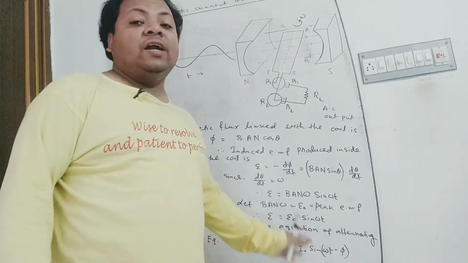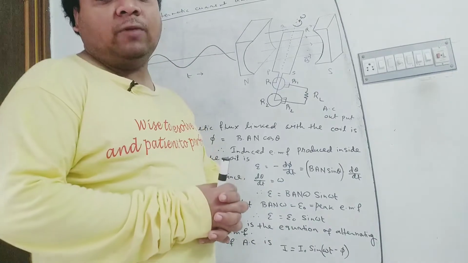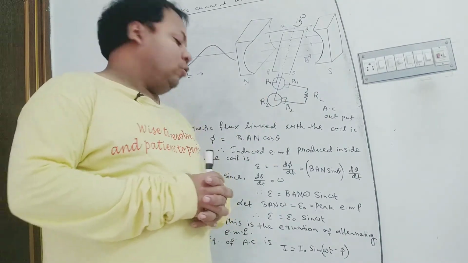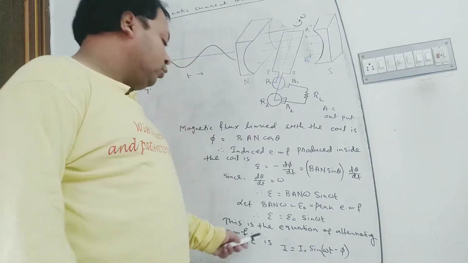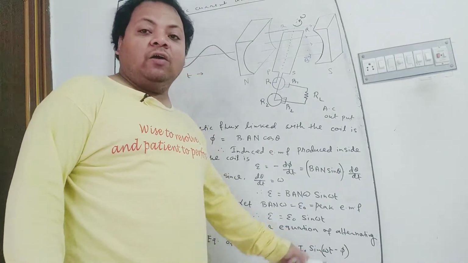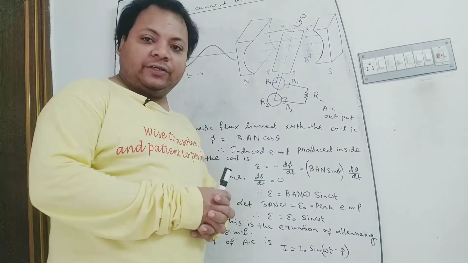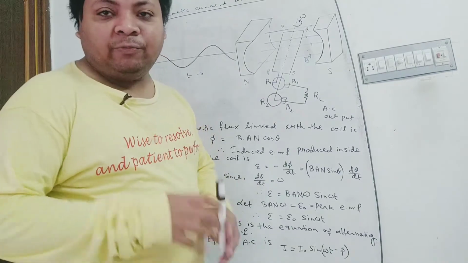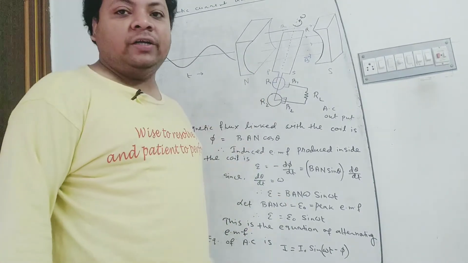Now we can divide this equation on both sides by the resistance of the load or the impedance of the circuit. We can get the expression of the alternating current, I is equal to I0 sin (omega t minus phi). Here phi is the phase difference between EMF and the current, and omega is the angular frequency of the alternating current.